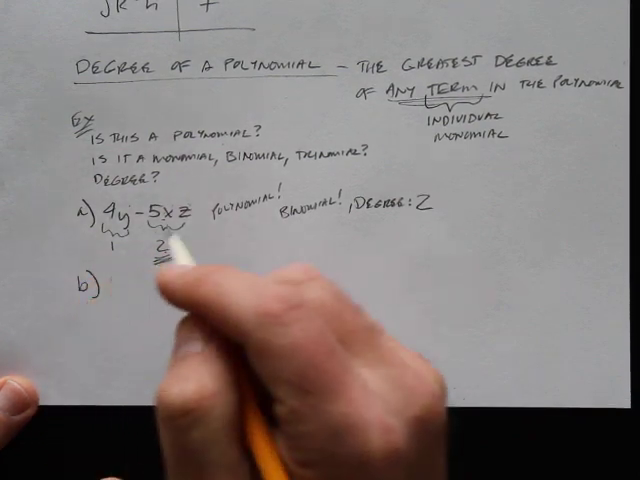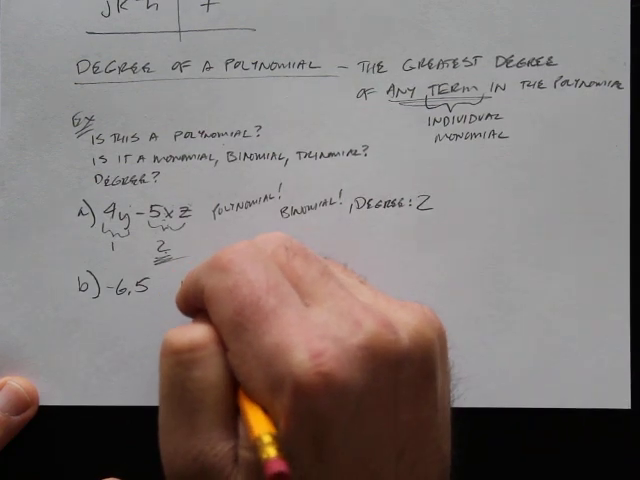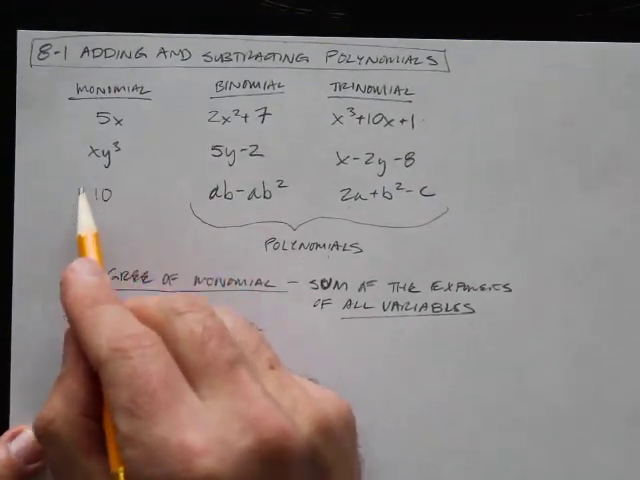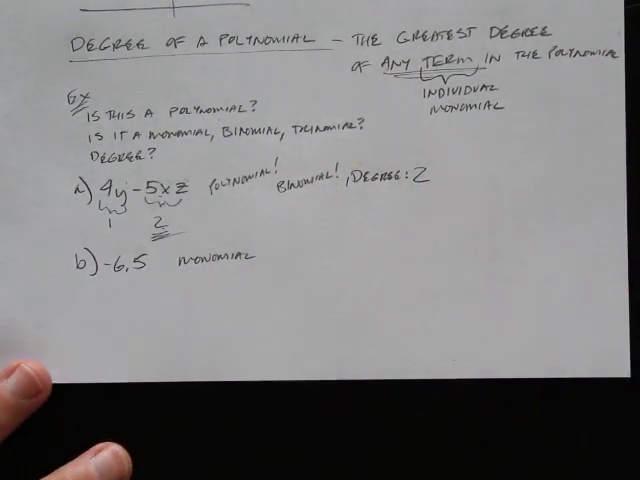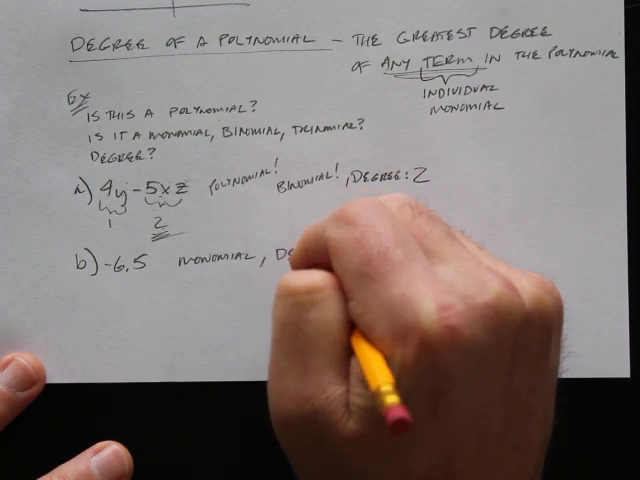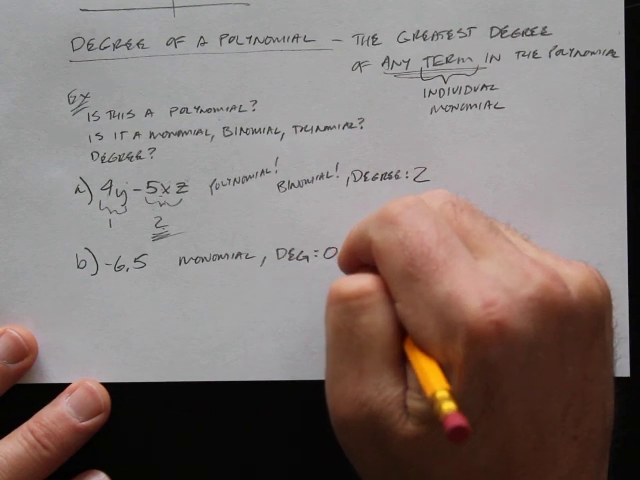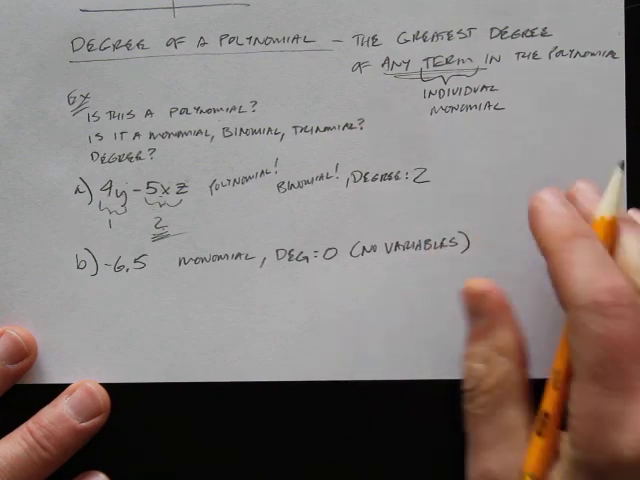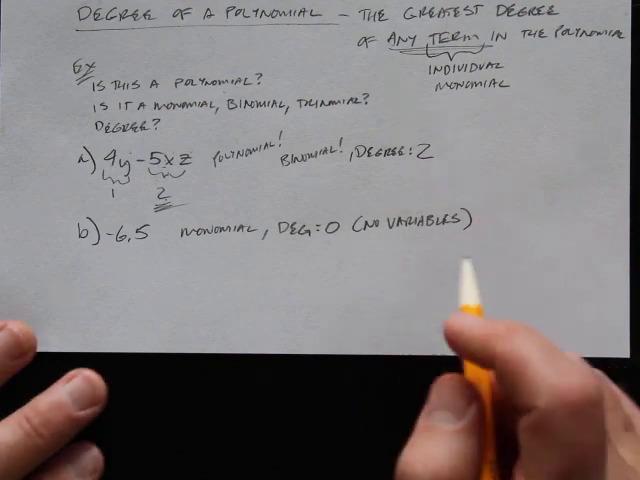All right, B. Negative 6.5. This is a monomial. As we looked up here at the beginning, 10 is a monomial. So negative 6.5 stands to reason would also be a monomial. And the degree for this one is 0 because it has no variables. The variables tell me what the degree is. And if I don't have any variables, then the degree is 0.